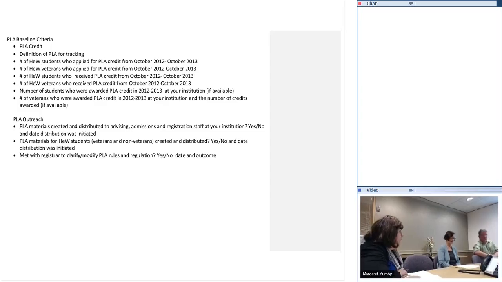So what does everybody think about that, adding the program-specific information? And would that read, met with department chair to clarify and modify PLA rules and regulations, or what are you asking of us? I think it would be slightly different, but similar: to clarify and modify PLA credits that are accepted by that department.